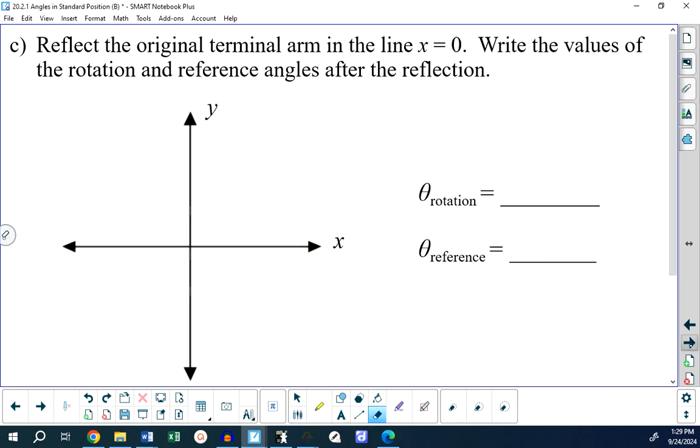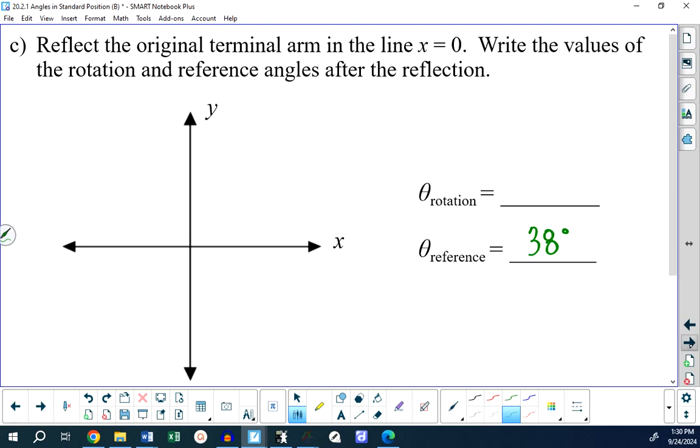What if we take that original terminal arm, which had a reference angle of 38, and we reflect it into a new quadrant? Well, the reference angle is still going to be 38 degrees. We've established that. I showed that to you, as I said, before the fire drill. Are you with us? Yep. Okay, just checking. So don't forget it was in quadrant 1.